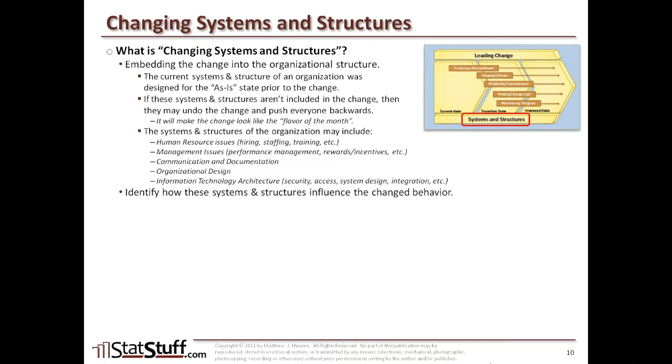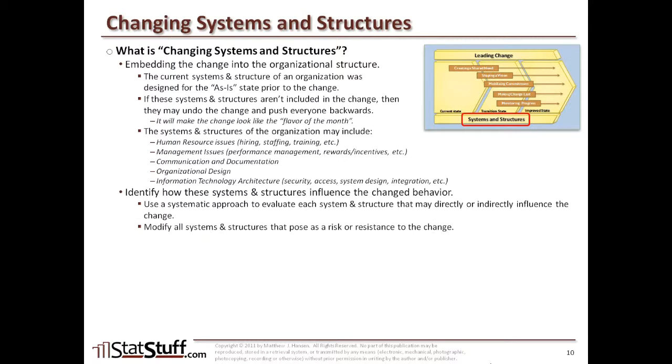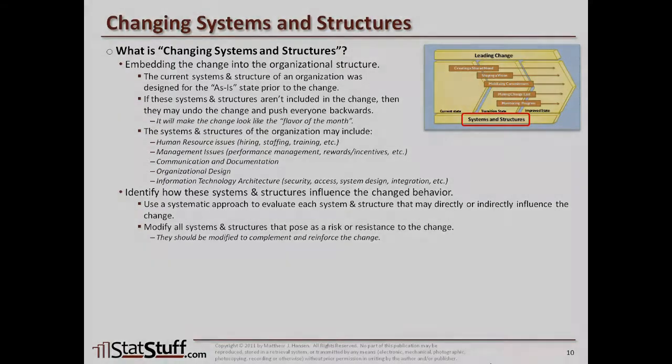So identify how these systems and structures influence the change behavior. You might need to use a systematic approach to evaluate each system and each structure that may directly or indirectly influence the entire change. Then you need to modify all those systems and structures that pose a risk or maybe a resistance to the change, so that they can be modified in order that they now complement and reinforce the implemented change.